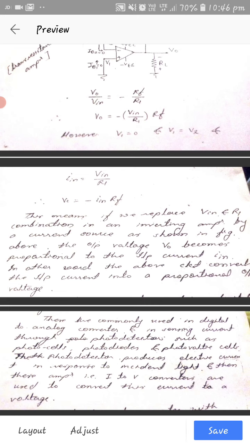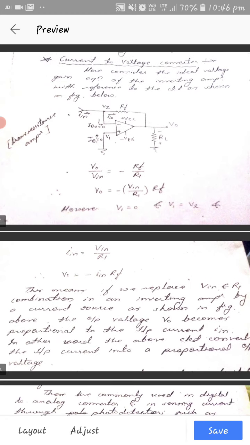The photodetector produces an electric current in response to incident light, and then the amplifier, the I to V converter, where I is the current and V is the voltage, is used to convert this current to a voltage. So in this very simple article, the input is current and the output gives voltage.